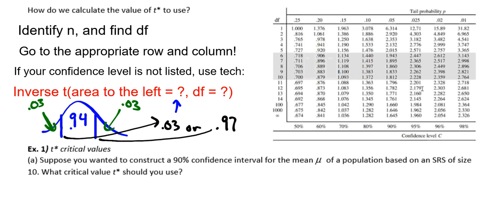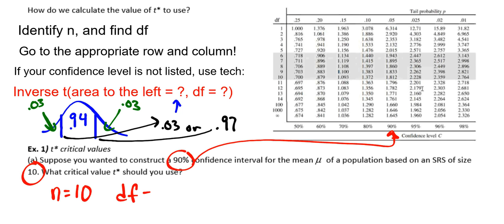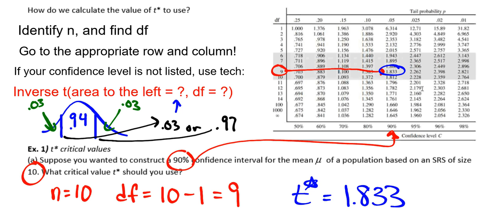So example one, suppose you wanted to construct a 90% confidence interval for mean mu of a population based on an SRS of size 10. So our 90% confidence interval puts us in the 90% column, and an SRS of size 10 means our degree of freedom is 10 minus 1, which is 9. So you go to row 9, and we get our t star to be 1.833.